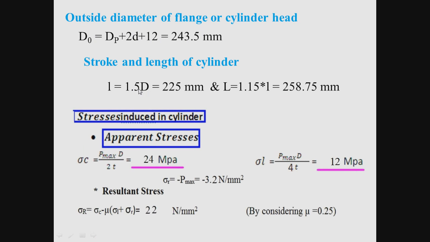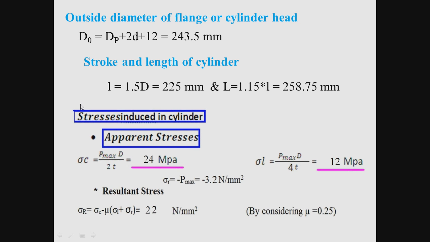Next is stroke and length of cylinder. Stroke L is equal to 1.5 times d. So d is 150. If you substitute, stroke will be equal to 225 mm. Next is length of the cylinder. Length of the cylinder is equal to 1.15 times the stroke length. So stroke length is 225. If you substitute, length of the cylinder will be 258.75 mm.